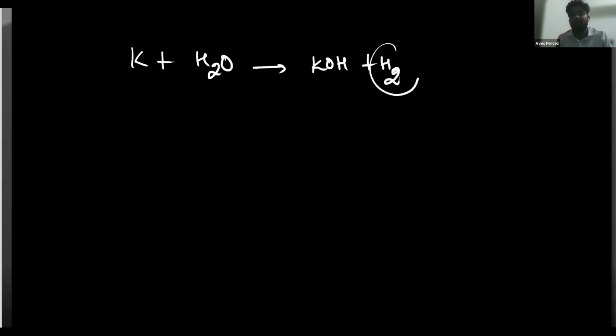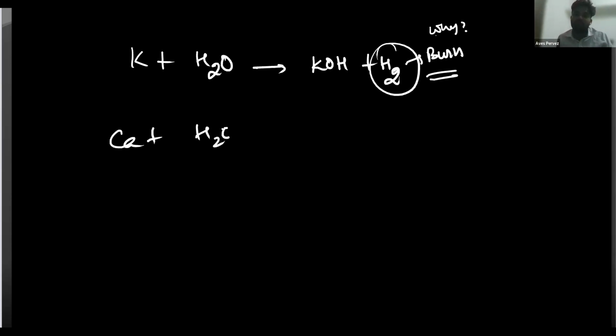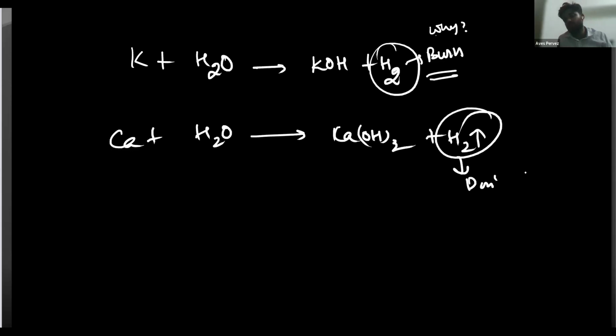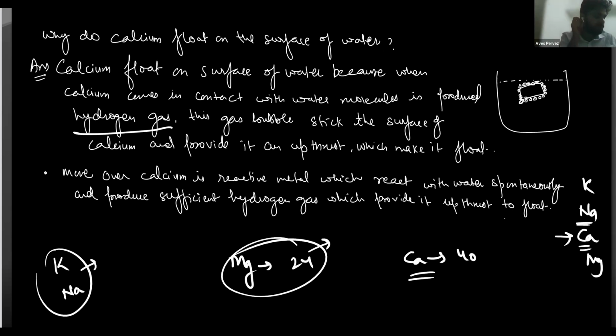So this hydrogen gas burns. Why does it burn? It is simple, because the heat is produced in so much amount that it leads the hydrogen gas to catch fire. But in case of calcium, it reacts to form calcium hydroxide plus hydrogen gas. But this hydrogen gas does not burn. And the production is large enough that it makes the calcium float on the surface of the water. Got my point?